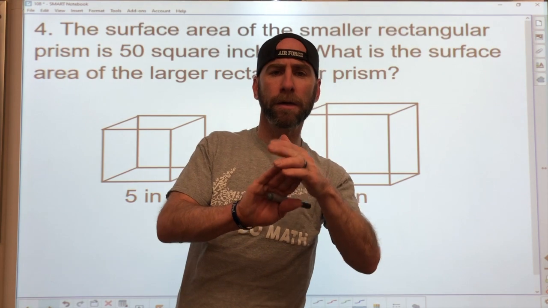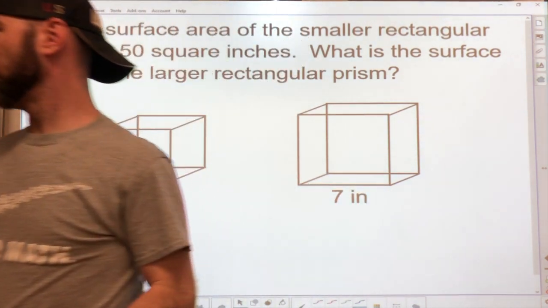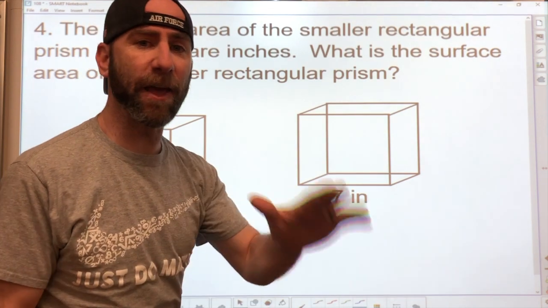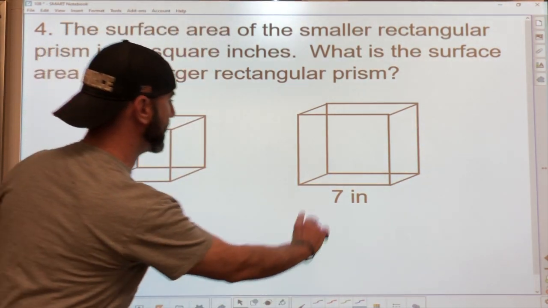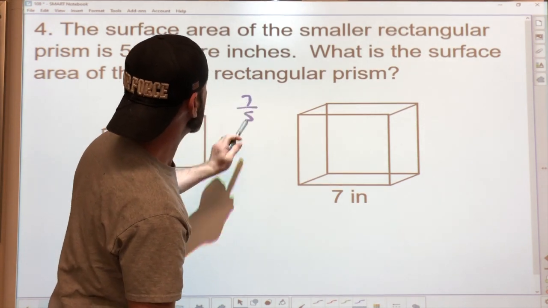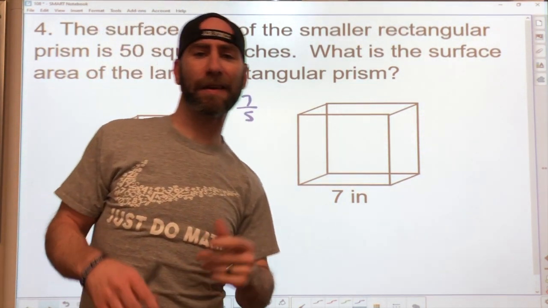Pause the video. Try this on your own. Find the scale factor first. It's going to be 7 over 5. This is the scale factor. It does not reduce, so we have to leave it alone.